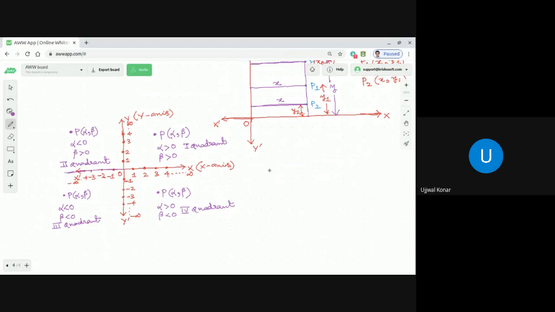So let's take an example. Then it will be more clear. Let's draw a coordinate axis, and you tell me a point and I'll place it here. Suppose this is our coordinate axis.